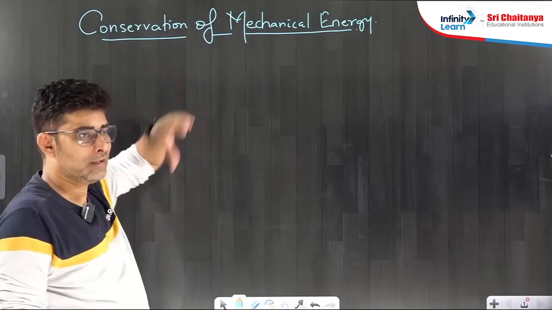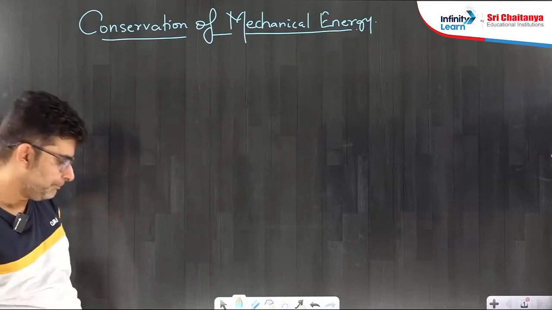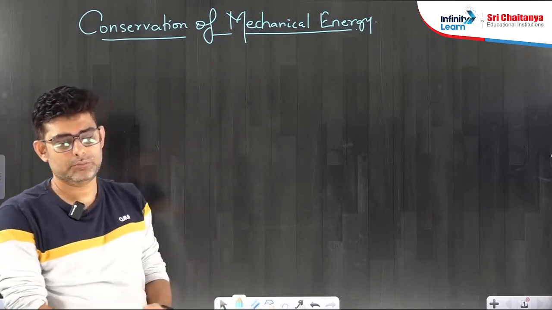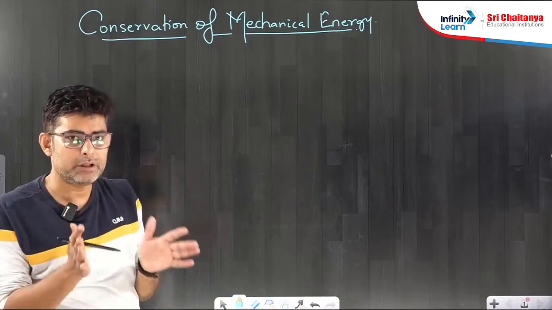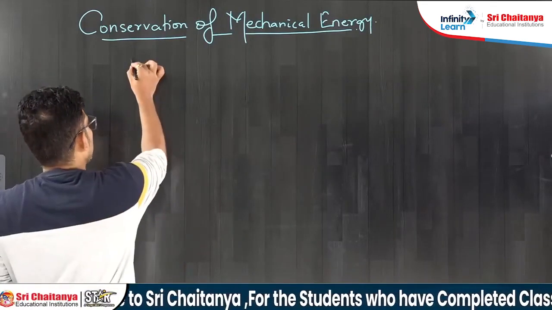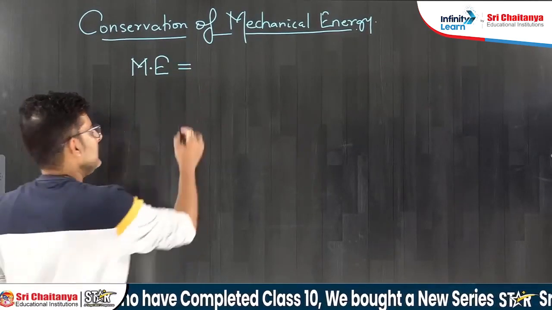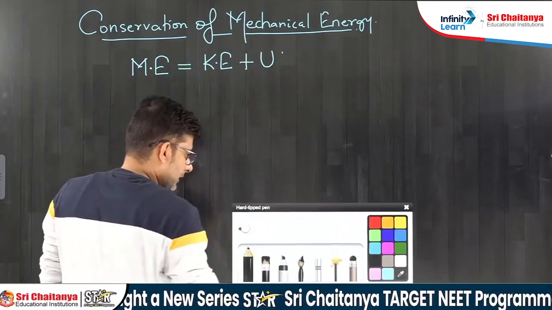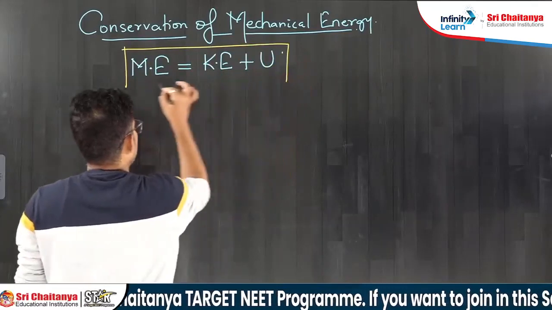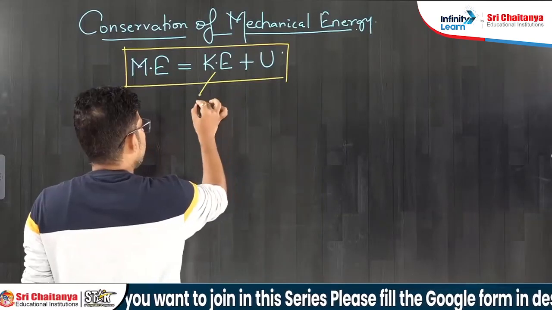Now when you see the word conservation, you should know what we actually mean by it. Conservation here simply means that the total energy is not going to go anywhere. It will remain with the body or the system of bodies, right? So first of all, we write the mechanical energy of any body or system of bodies. Mechanical energy is the sum of kinetic energy plus potential energy. This is the formula for mechanical energy.